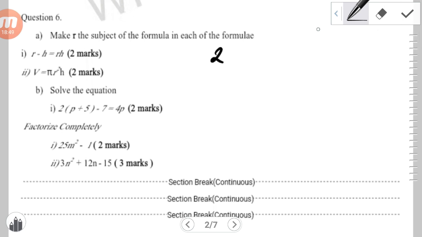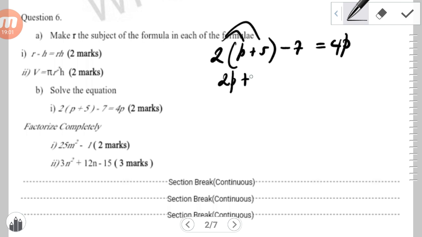Here we go. We have 2 open bracket p plus 5 close bracket minus 7 is equal to 4p. So here we can distribute. 2 times p is 2p, plus 2 times 5 is 10, take away 7 is equal to 4p. So we have 2p, 10 take away 7 is 3. We are allowed to subtract those because they are like terms.